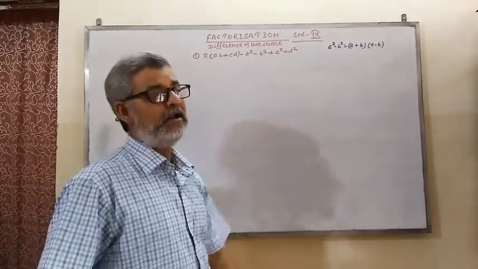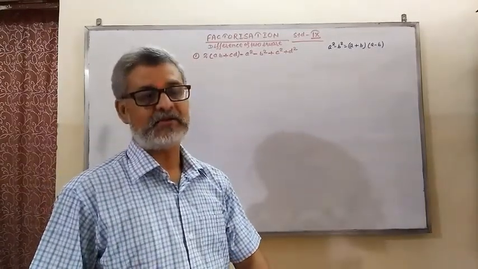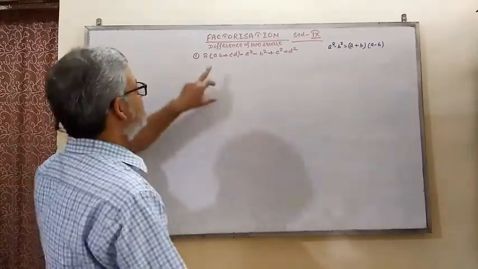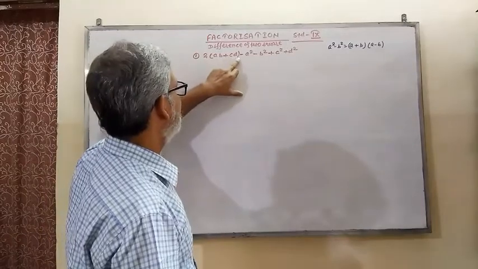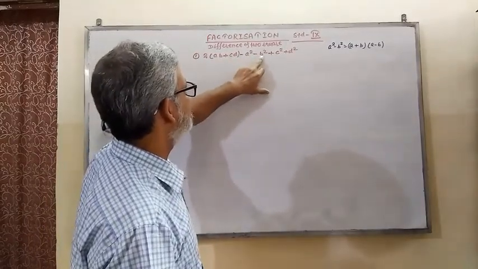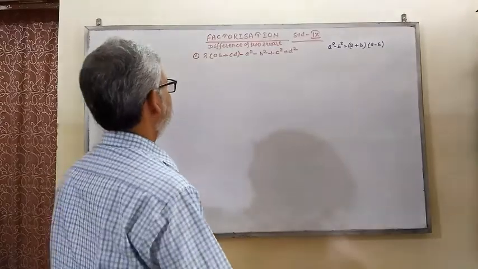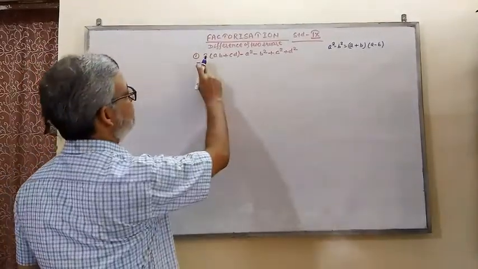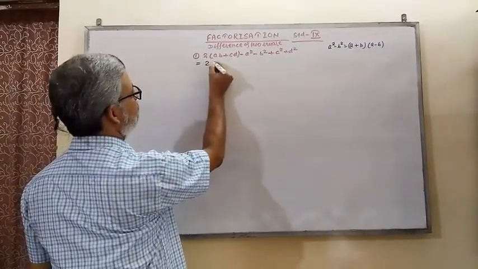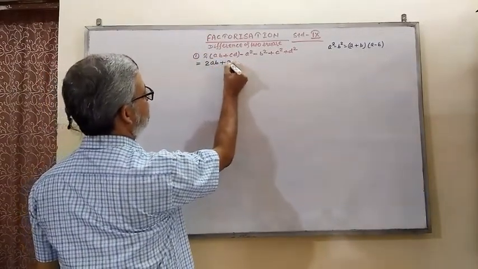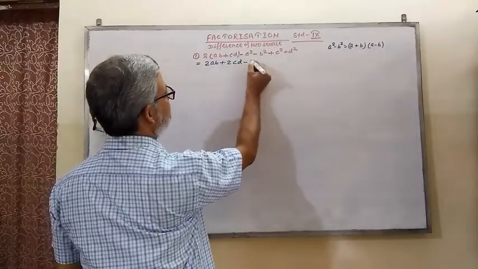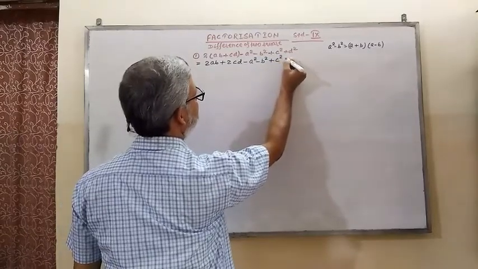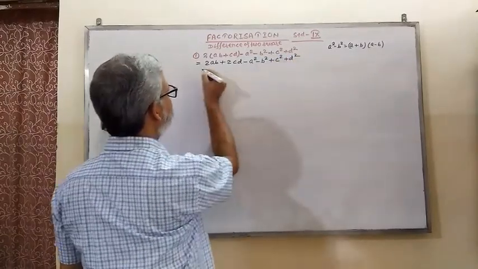Now, again here I explain a few questions. Those questions are tricky, so try to understand. The first one is 2 into (AB plus CD) minus A square minus B square plus C square plus D square. Now what can you do in this question? First we can multiply this out. So that is 2AB plus 2CD minus A square minus B square plus C square plus D square.